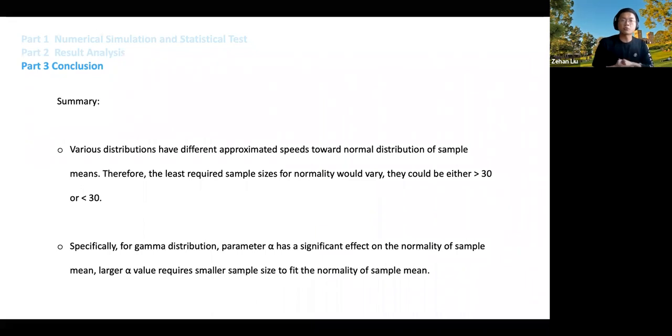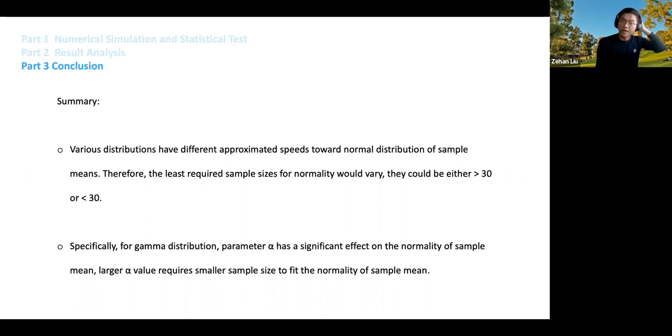So basically we can just summarize the conclusion here. The first one is that the various distributions will have different approximated speeds towards the normal distribution of the sample means. Therefore, the least required sample size for normality would vary. They could either be greater than 30 or smaller than 30.